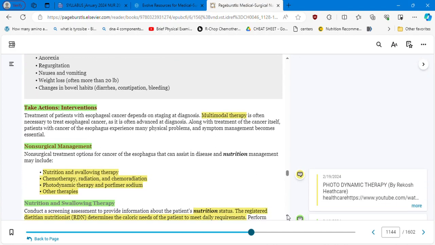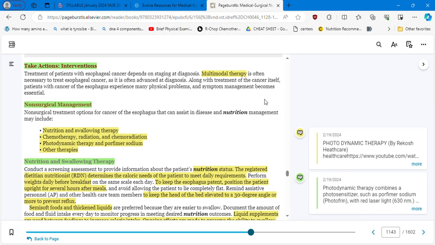Take action: intervention is going to be multimodal therapy, which could include surgery, resection, chemotherapy, radiation. Non-surgical management is going to focus on nutrition and swallowing therapy, chemotherapy, radiation, and chemoradiation. That is considered non-surgical, right? Because chemotherapy is going to be given IV, and radiation is not surgical. Photodynamic therapy with porfimer sodium and other therapies.